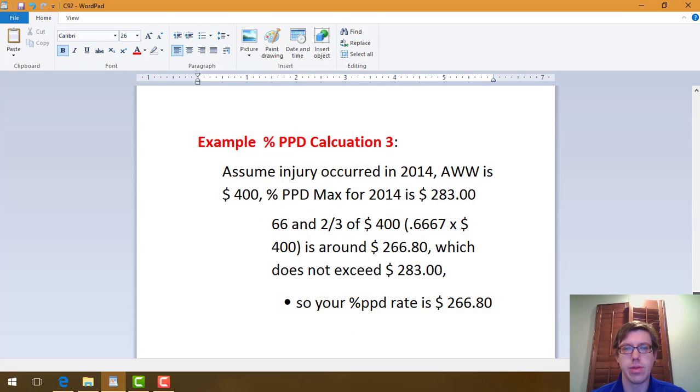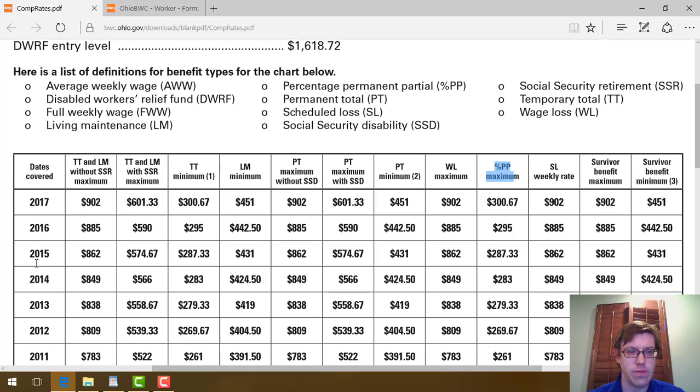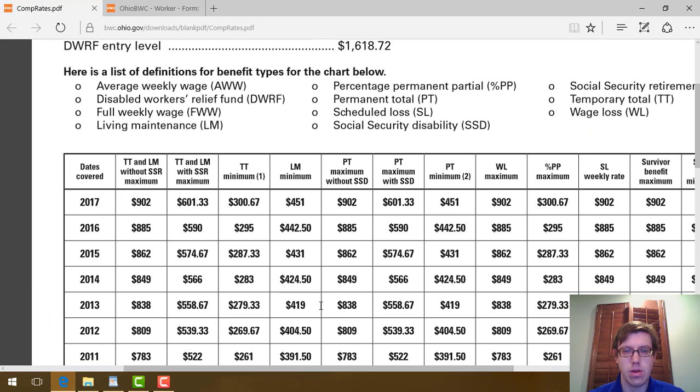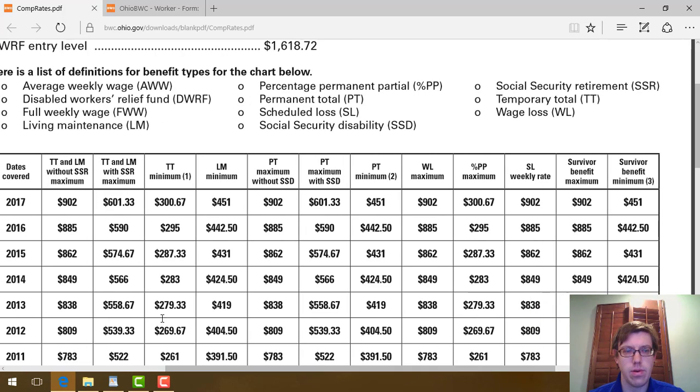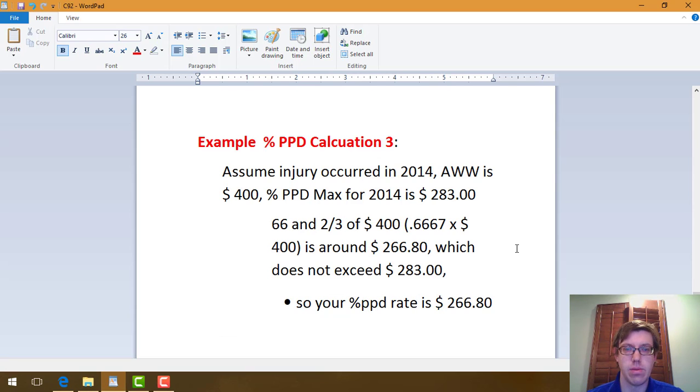So in example 3, assume your injury occurred in 2014. So again, let's go look at that chart. So we have 2014, and we go over to the column of percentage permanent partial maximum, and so it's 283. So if we exceed 283 after we do the 6 2/3 of AWW, then you'd get 283. Well, let's go see what we have in our example.